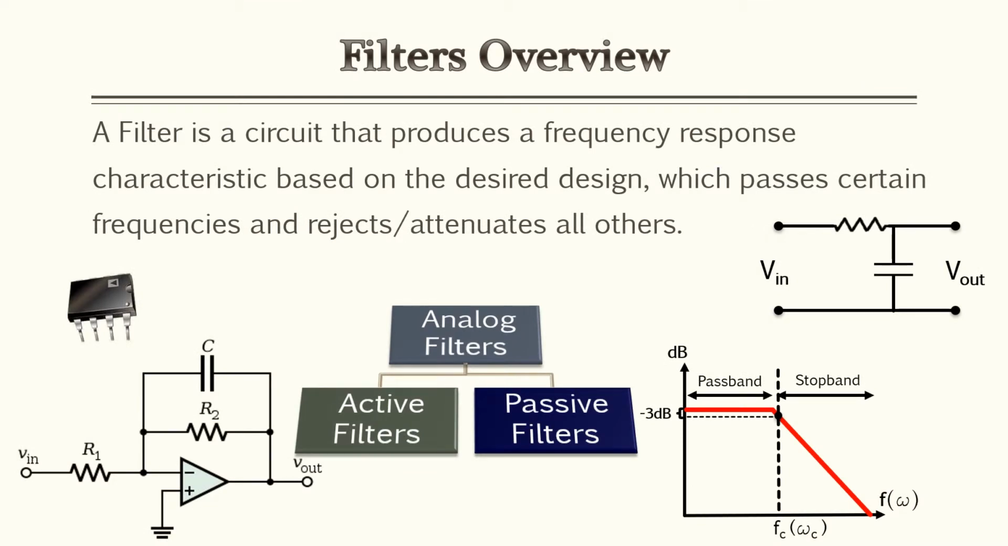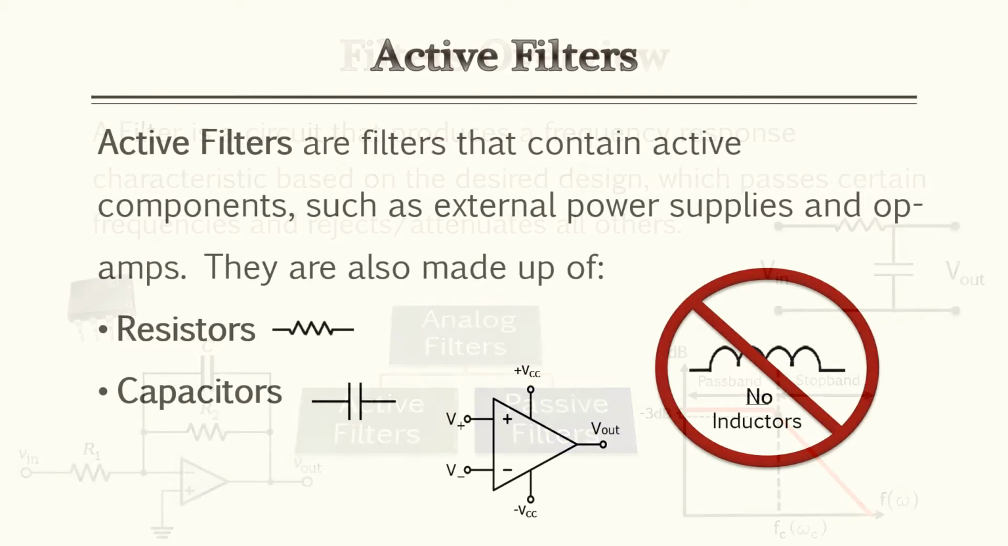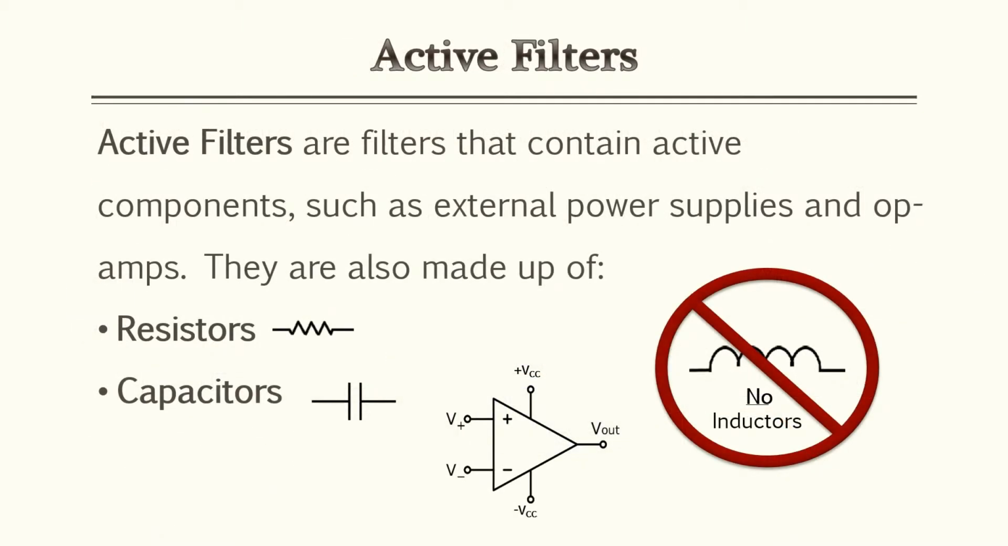For this lesson, we'll be focusing on the second portion of analog filters, which are active filters. And just like passive filters, active filters produce a frequency response characteristic based on the desired design, which passes certain frequencies and rejects or attenuates other frequencies. So what is considered to be active filters?